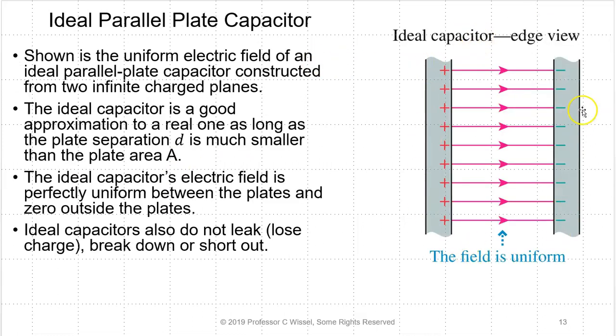So here is the edge view of this. Here's the positive plate, here's the negative plate, and here's the electric field between the plates. You're looking down the capacitor between the plates. This is shown as a uniform electric field of an ideal parallel plate capacitor constructed from two infinite charged plates. The ideal capacitor is a good approximation to a real one as long as the plate separation d is much smaller than the plate area A, and in most capacitors, that's quite true. The ideal capacitor's electric field is perfectly uniform between the plates and zero outside the plates. Ideal capacitors also do not leak, lose charge, break down, or short out.